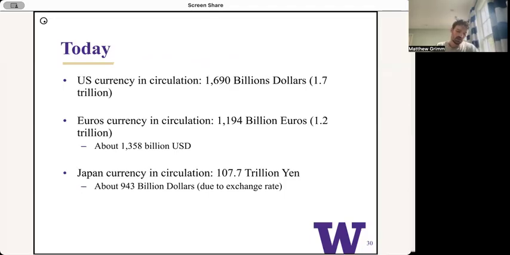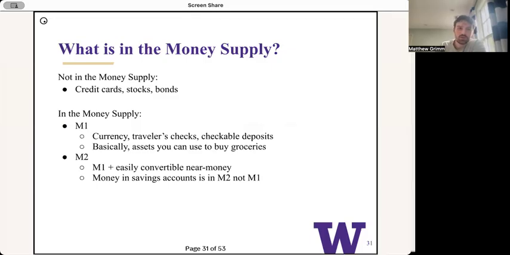So today, I don't know when today is for this. I think it's like 2021. It's not fully updated. The US currency in circulation is $1,690 billion dollars, or 1.7 trillion. The euros is 1.2 trillion. And Japan has about the equivalent of $943 billion dollars because of the exchange rate. It's a lot of money floating around.